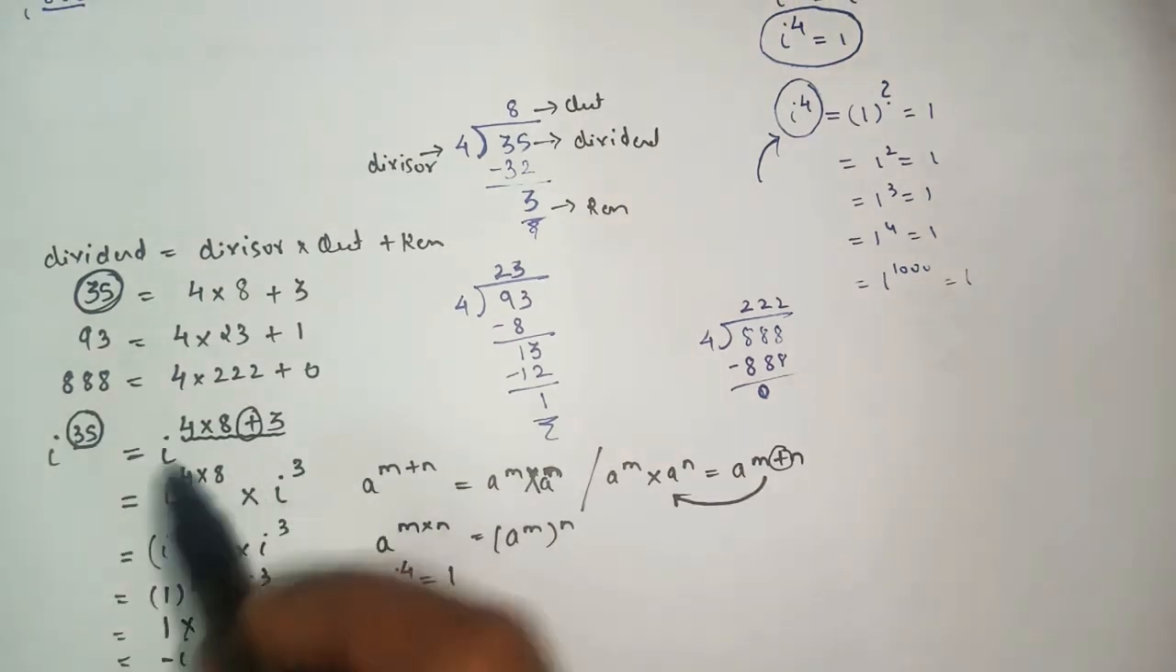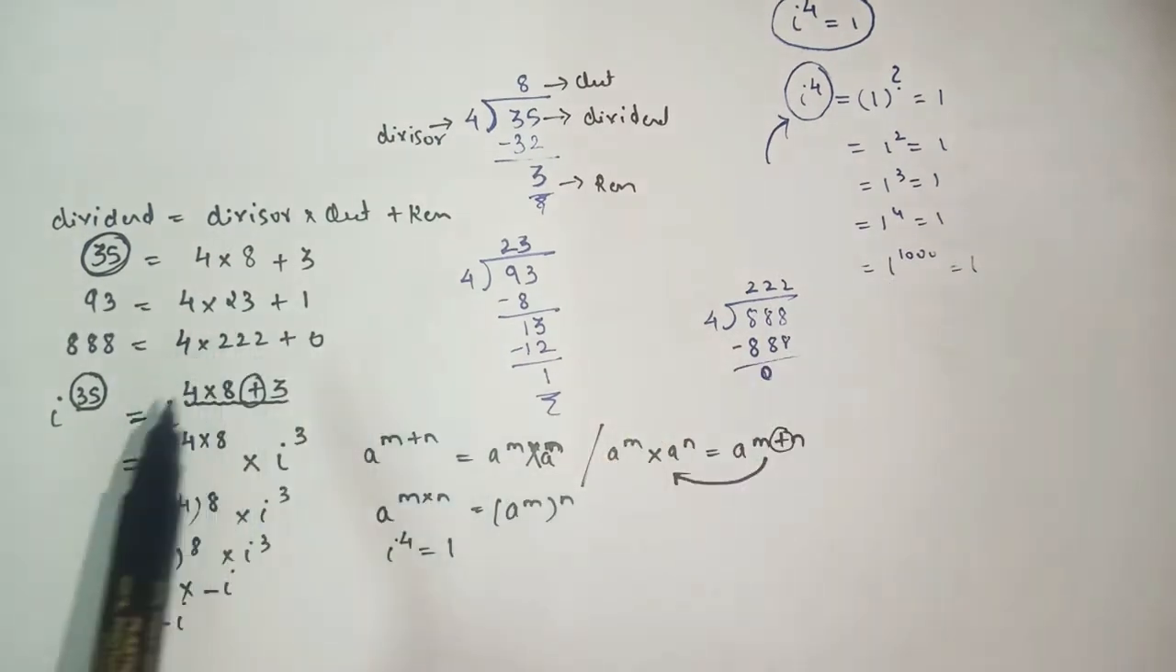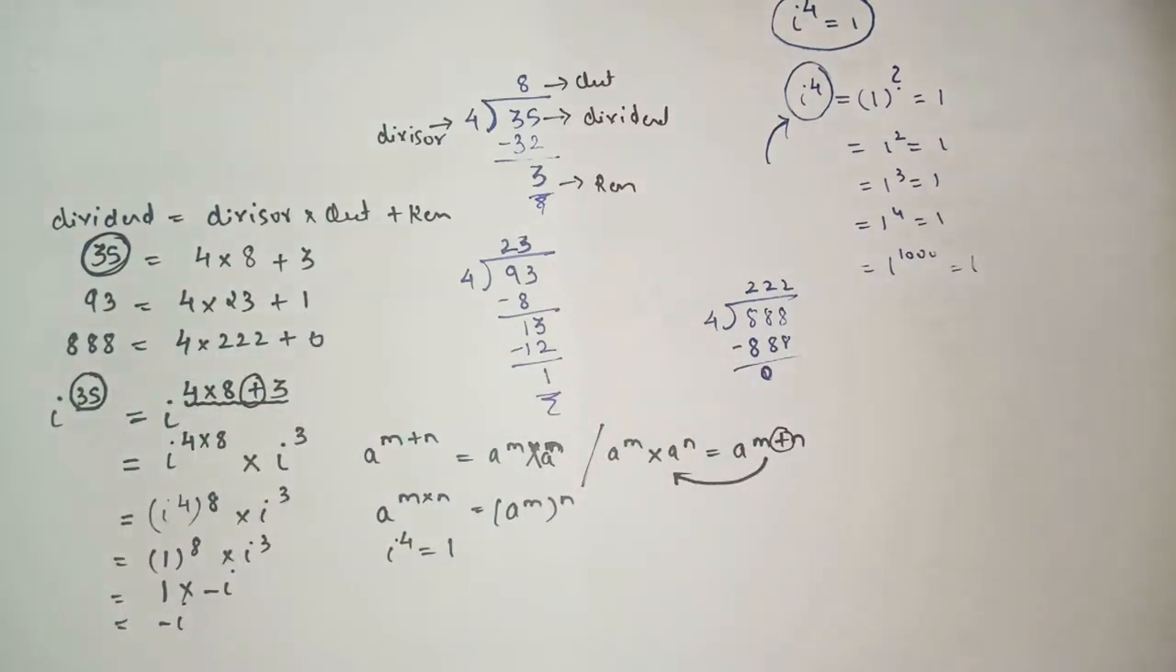So the final answer, 1 into minus I, will be minus I. So in this way, by breaking this number with respect to 4, you can find your answer. Got the point? Understood?